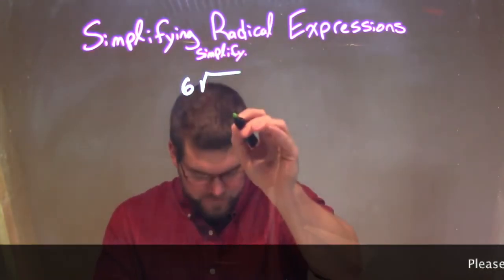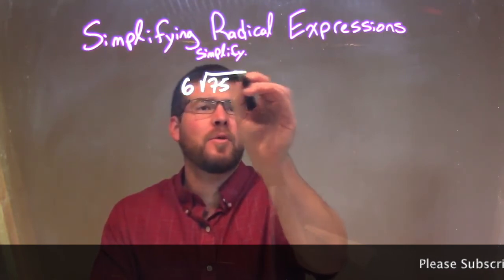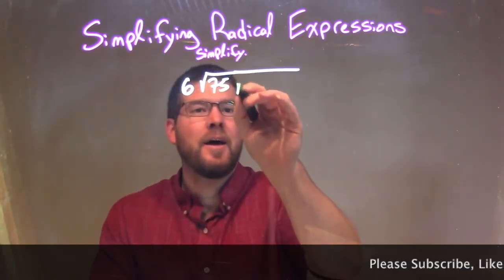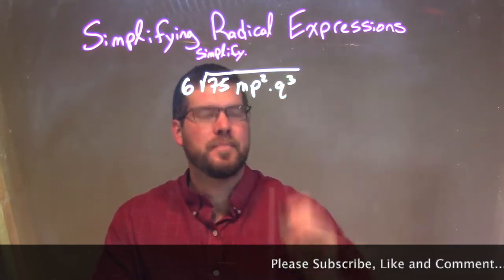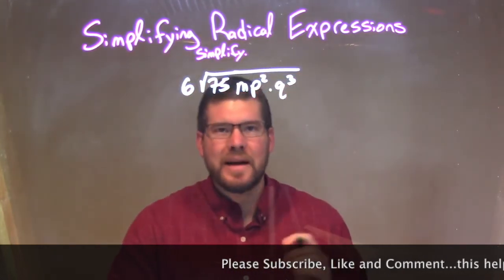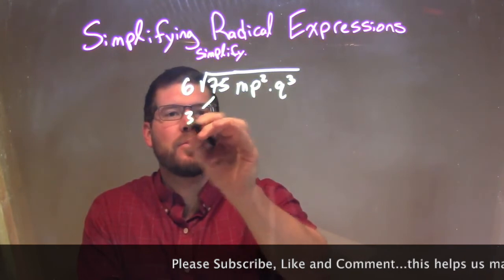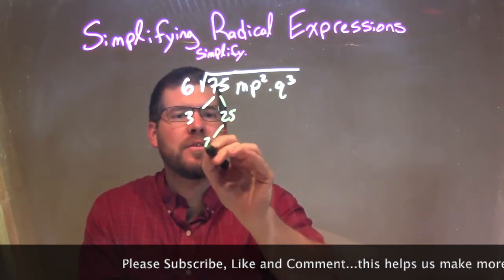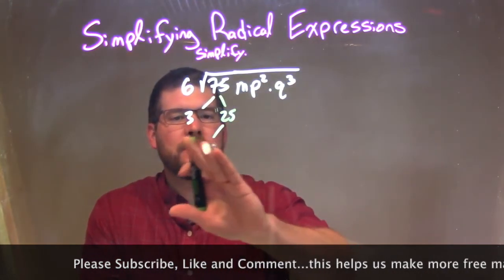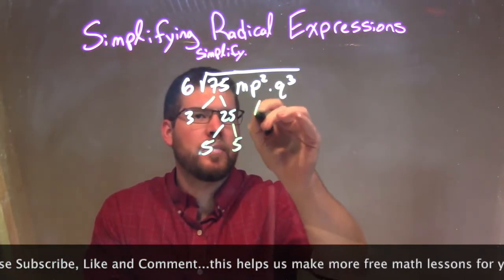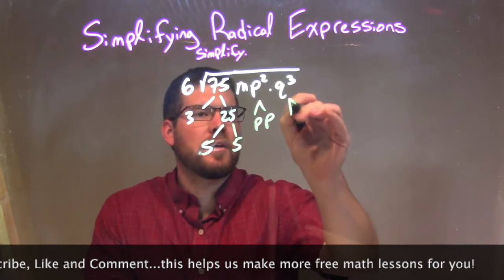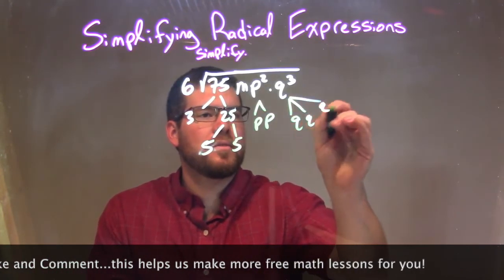6 times the square root of 75MP squared times Q to the third. Okay? Well, let's go break this down. 75 breaks down to be 3 and 25, and 25 is just 5 and 5. Okay? M is by itself, P squared is just P times P, and Q to the third is just Q times Q times Q.